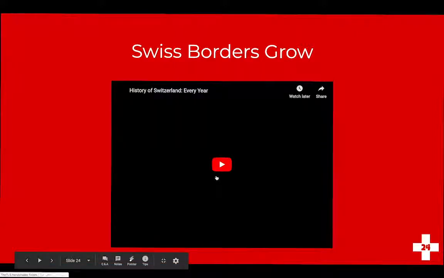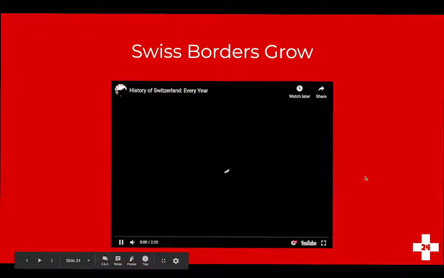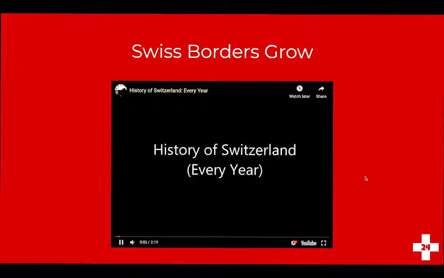And we can see here really quickly how the borders of Switzerland have increased over the years.